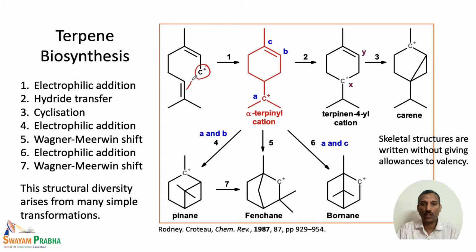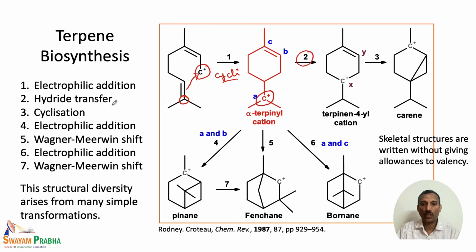So, this double bond attacks this particular carbocation, and this particular carbon becomes a carbocation here. That leads to the formation of terpenyl cation. So, the electrophilic addition leads to cyclisation. So, this is the first step. Once the alpha terpenyl cation is formed, we have seen how it can actually undergo other reactions.